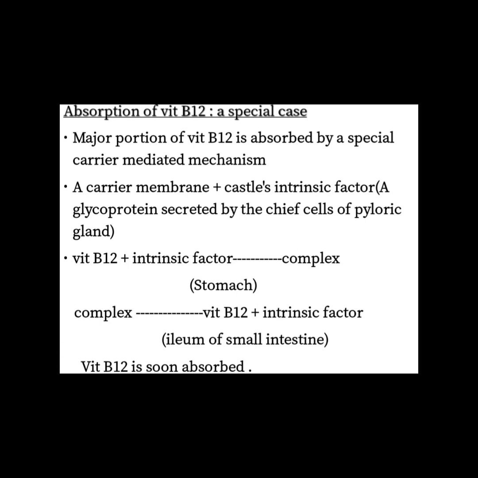The vitamin B12 binds with the intrinsic factor, Castle's intrinsic factor, and forms a complex in the stomach. When reaching the ileum of the small intestine, this complex disintegrates and vitamin B12 and intrinsic factor get separated. This isolated vitamin B12 is then absorbed into the intestine.